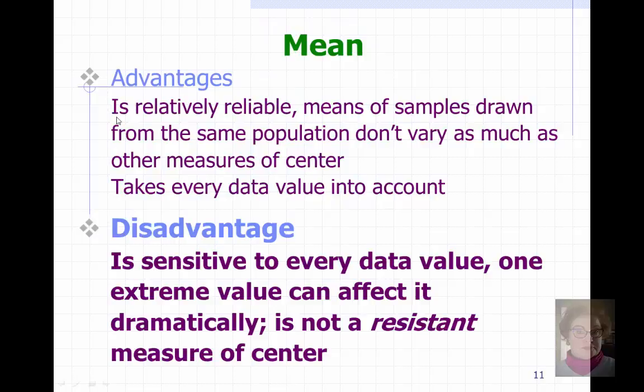Now, the mean is reliable, and when we look at samples, the mean does not vary as much as some of the other measures of center, and this is because it takes every data value into account. One of the disadvantages is the same as its advantage: it's sensitive to every data value. So one extreme value can affect it dramatically. In statistics, this is called resistance. So the mean is not a resistant measure, meaning that extreme values can affect it.